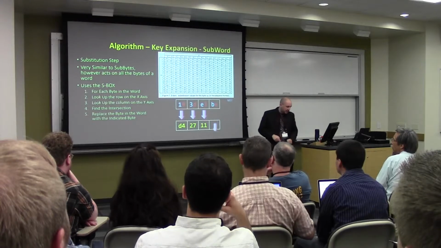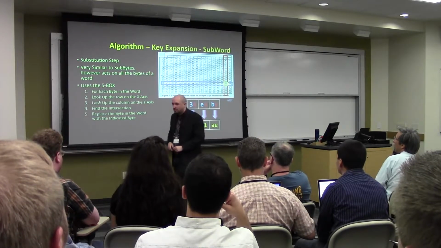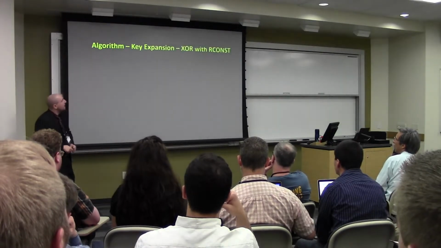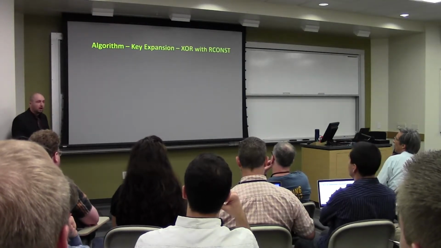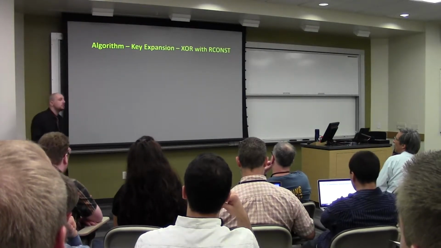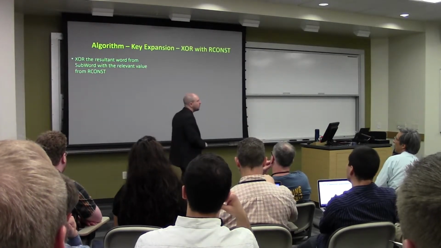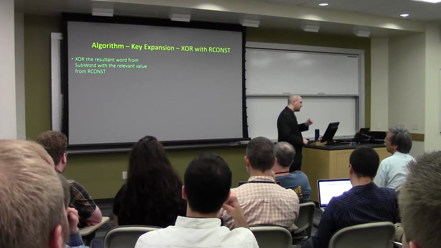And we have BE. Okay, so we've performed the subword operation. We've made our way through these. Having completed subword, now we can talk about XOR with the rconst. Rconst is just the round constant. We XOR the resultant word from subwords with the relevant value from rconst.